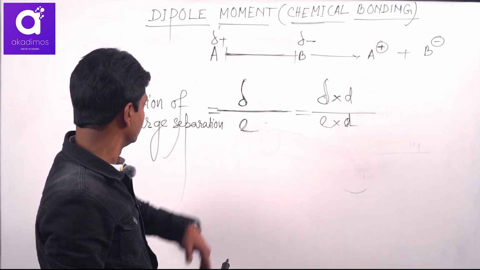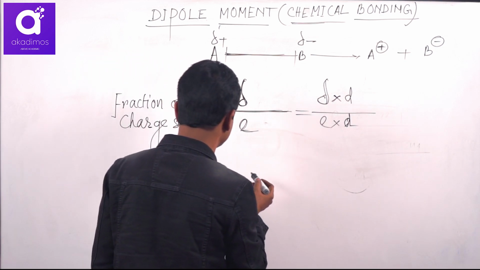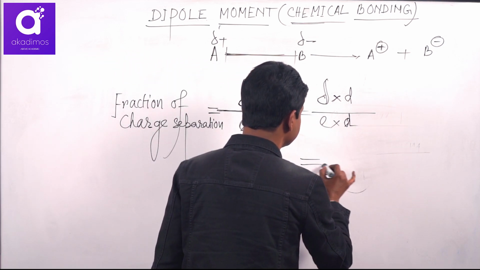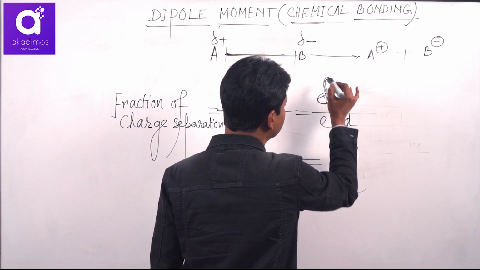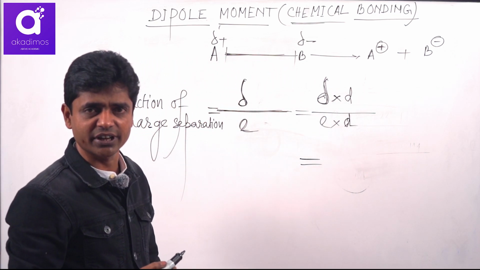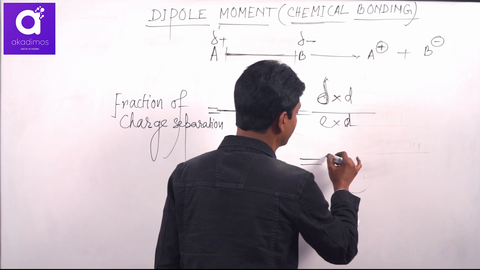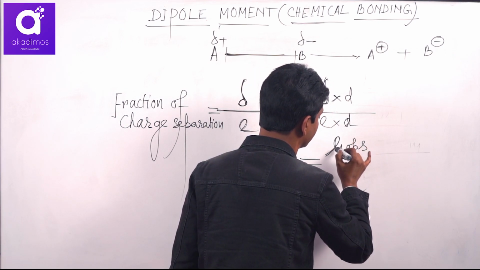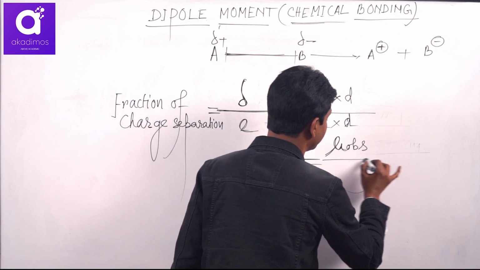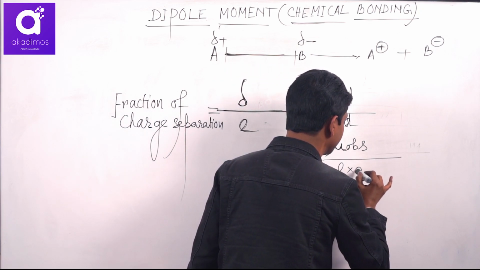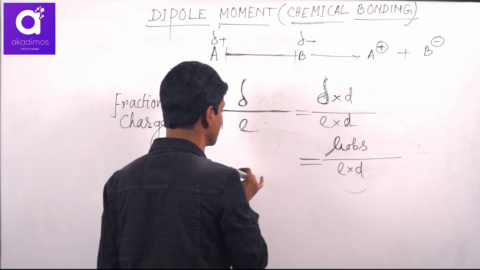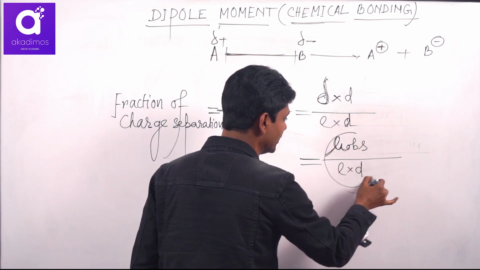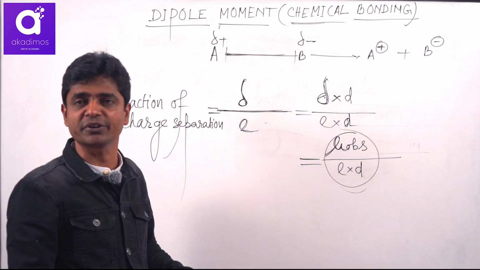Now this gives the fraction of charge separation, and according to the definition of the dipole moment, you can write delta into D as mu observed, the actual dipole moment of the bond, divided by E into D. Now this is the fraction of charge separation. This will express the fraction of charge separation.